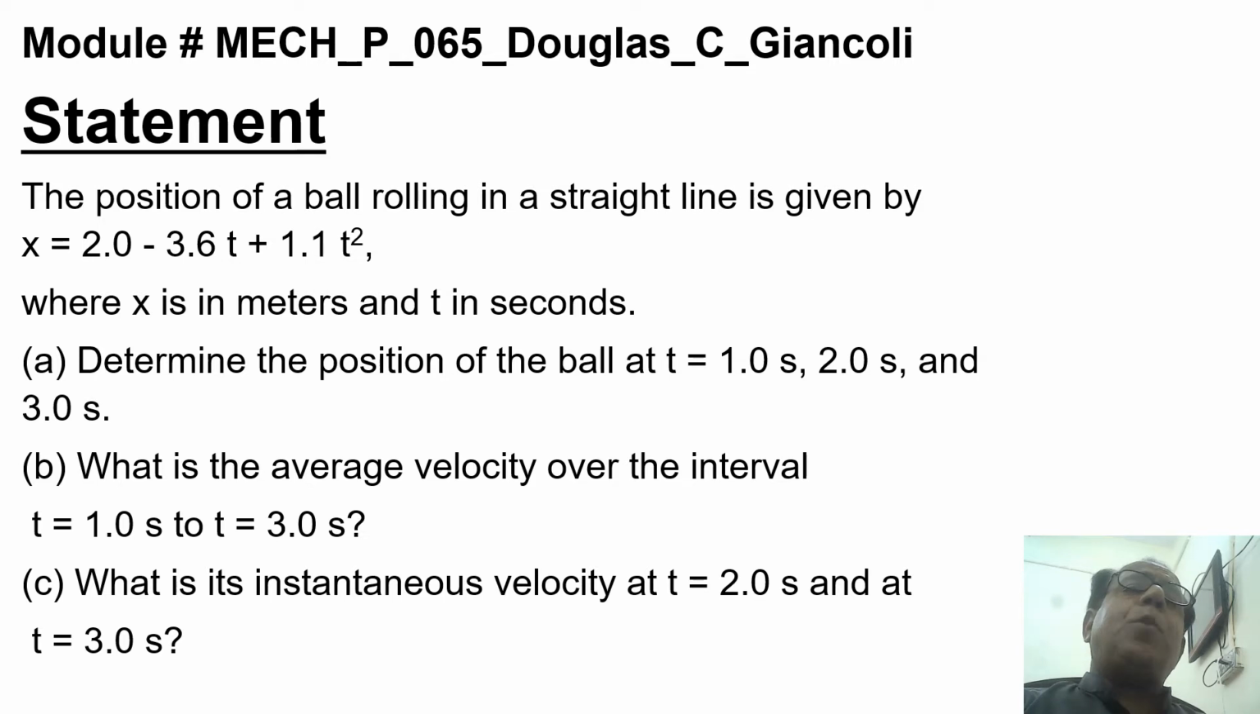Part A of this problem is to determine the position of the ball at t equal to 1.0 second, 2.0 seconds and 3.0 seconds. What we have to determine is the position of the ball at three various time intervals: at t equal to 1 second, at t equal to 2 seconds and at t equal to 3 seconds.